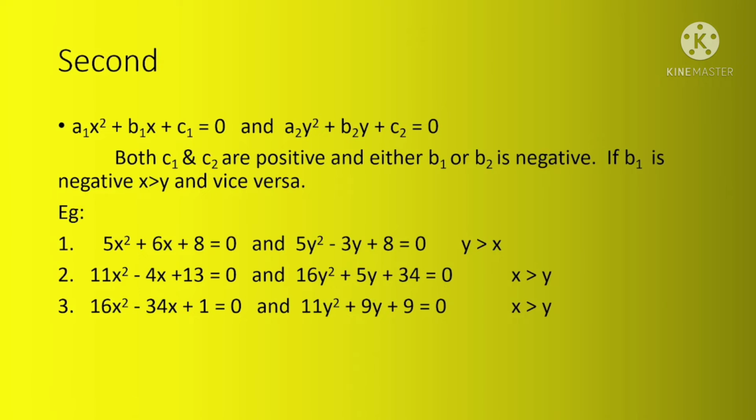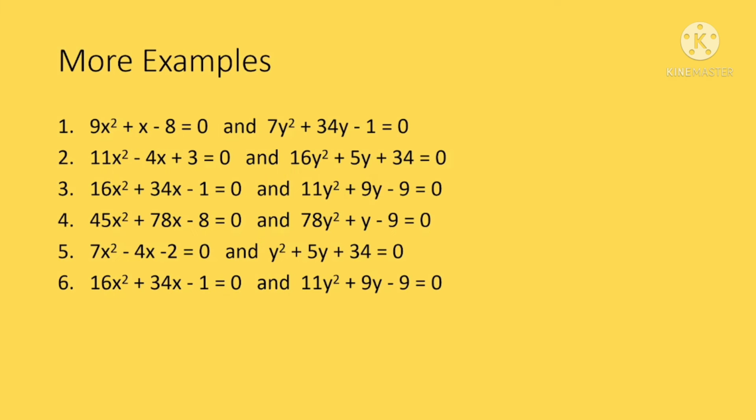Hence we can directly get to the conclusion that in this example b1 is negative, the coefficient of x is negative, hence x will be greater than y. Similarly, in the third case, c1 and c2 are positive and of b1 and b2, only one is negative. Hence we can conclude that x is greater than y. And we are getting into more examples for this.